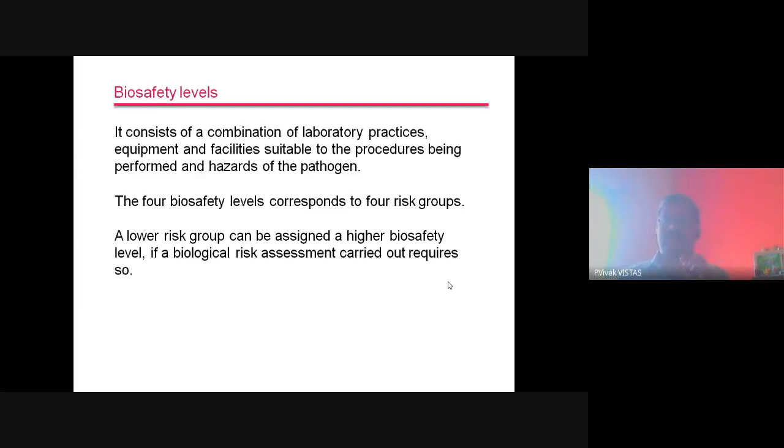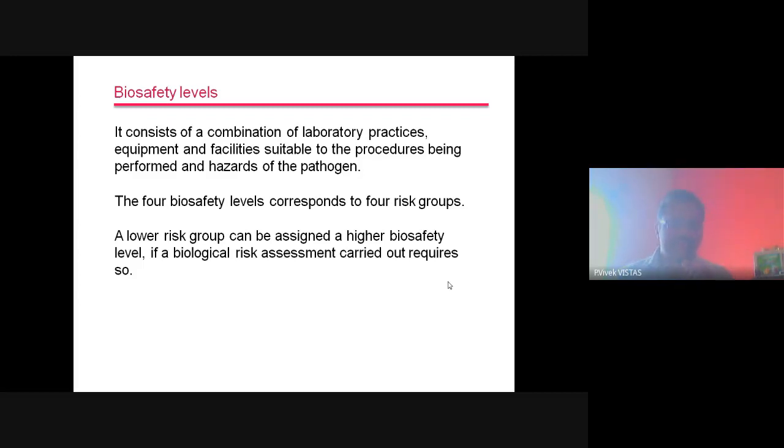Okay, whatever facilities are there, laboratory practice should be followed. Equipment should be under the safety level. Facilities, what are the other facilities available in the particular environment, must also be favorable for performing the experiment.